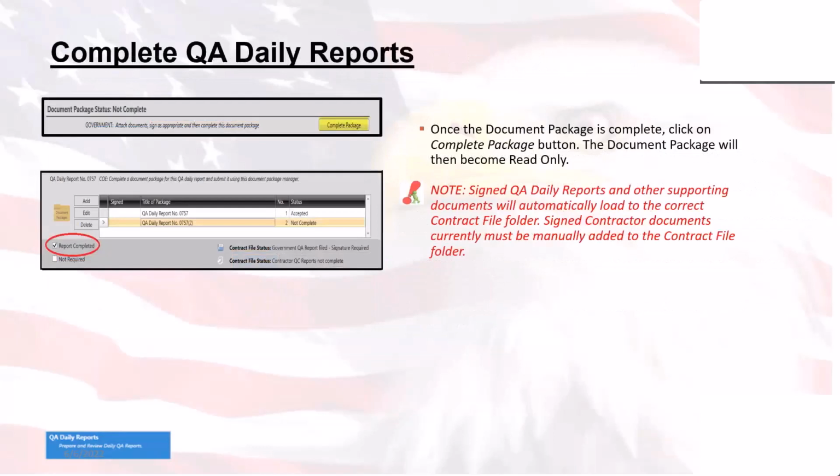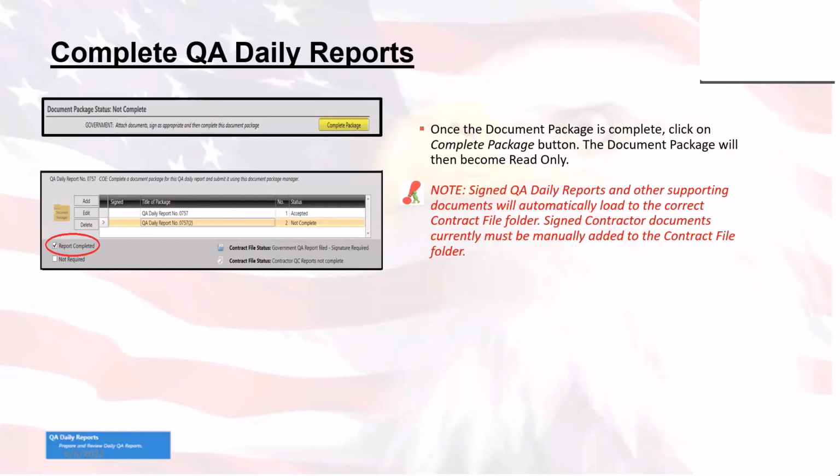Now, completing the QA daily reports, like I said, once you have done all of those items and uploaded them to their individual sections, down there at the very bottom you're going to have the document package for the QA daily report. Once you complete the package, the document package will be sent over to the contract file. The document package becomes read-only after you click on the complete the package button within the QA daily reports. Any other supporting documentation and everything else is all viewable from the contract file.